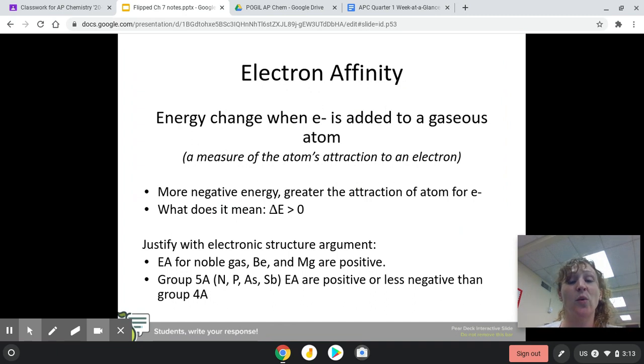And then, so again, we want to focus more on electronegativity than electron affinity. So we want to look at the attraction, the ability to attract an electron. The definitions are super close. We're going to focus on electronegativity.